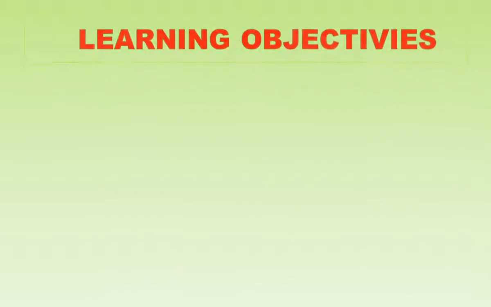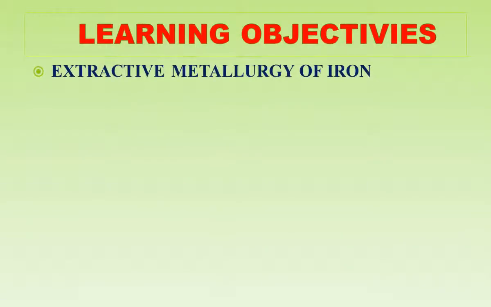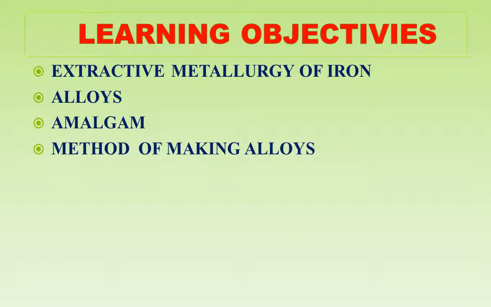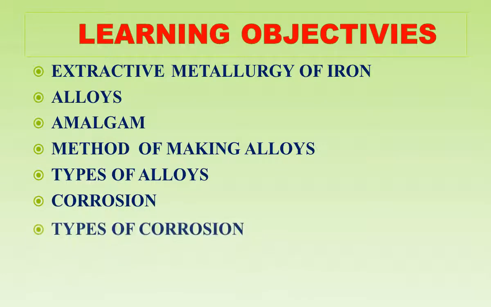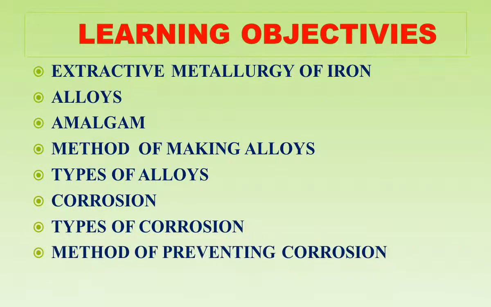Objectives of this video: extractive metallurgy of iron, alloys, amalgam, method of making alloys, types of alloys, corrosion, types of corrosion and method of preventing corrosion. The last topic is pump and bridge.